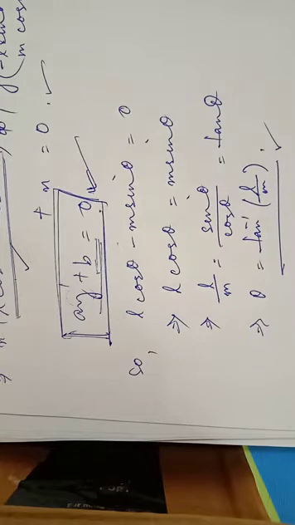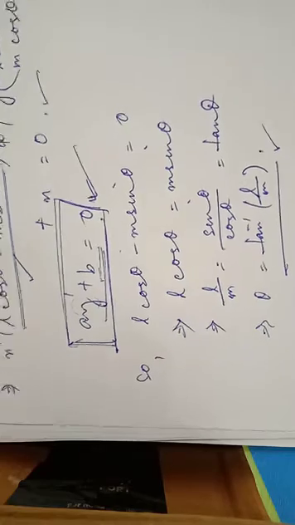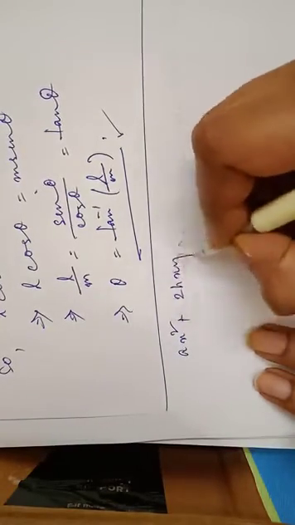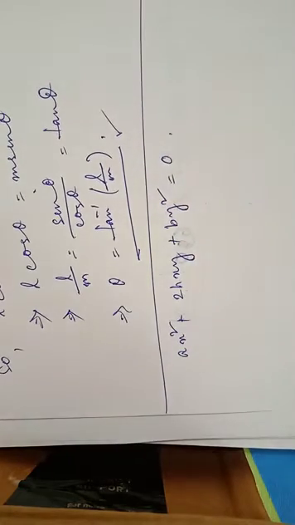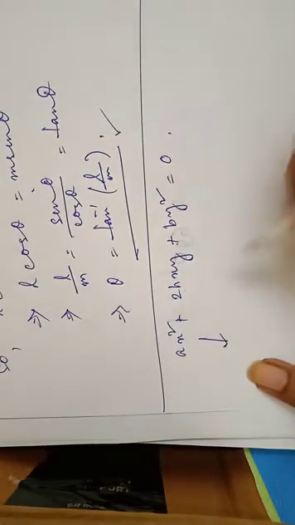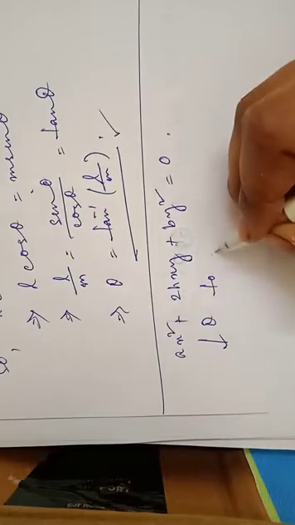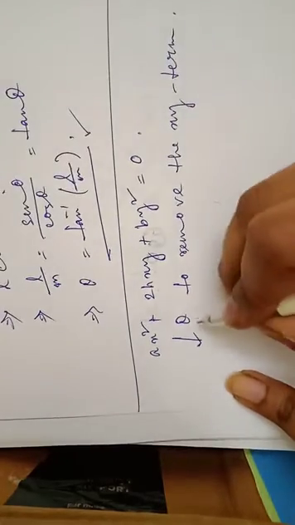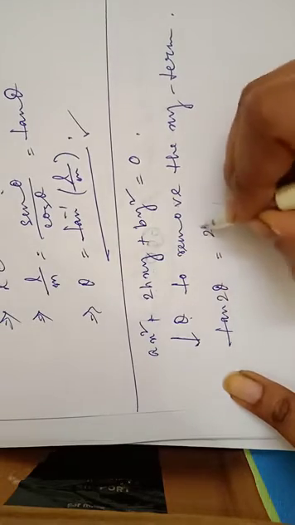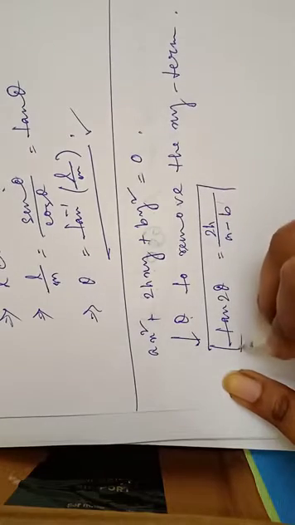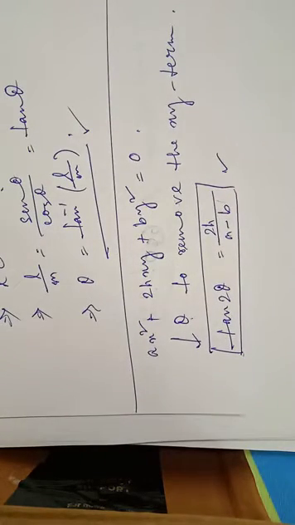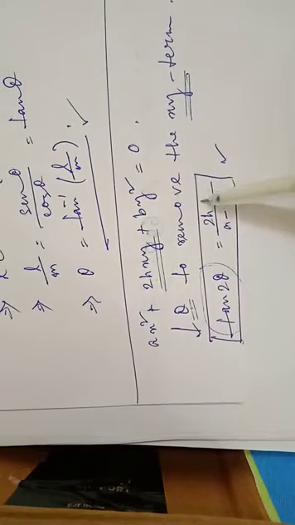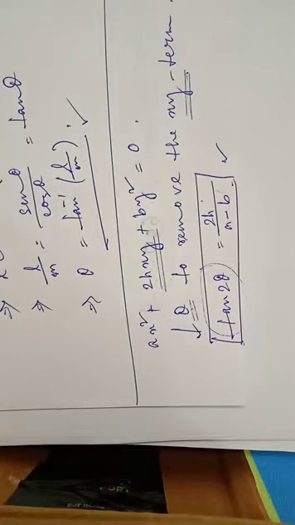Okay. Now there is another shortcut rule of finding the angle. Suppose we have one equation ax square plus 2hxy plus by square equals to 0. Now we have to turn the axis through an angle theta to remove the xy term, where tan 2 theta equals to 2h by a minus b. Okay, so this is the rule. That is, we have to rotate the axis through an angle theta to remove the xy term in the equation if tan 2 theta equals to 2h by a minus b. This is a shortcut rule of finding the angle theta.